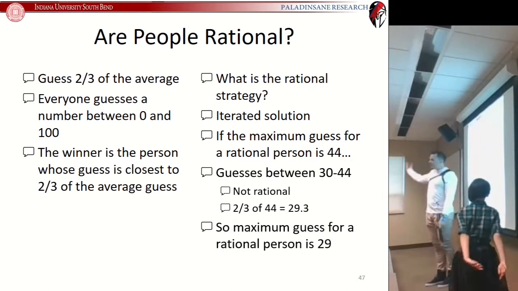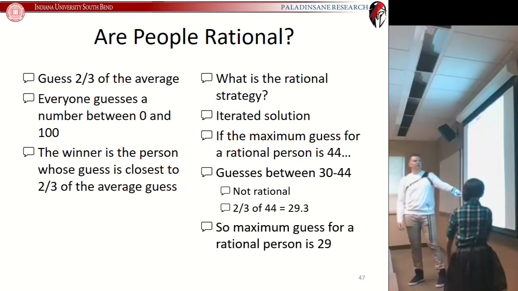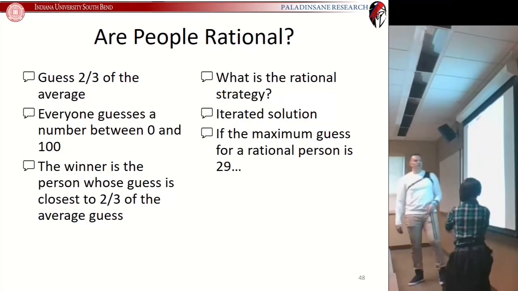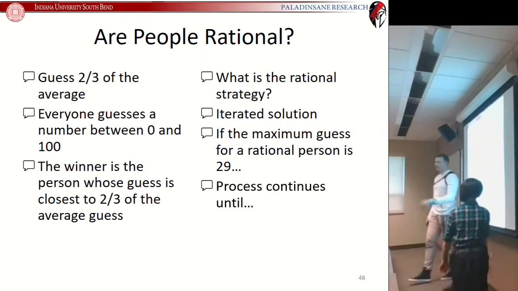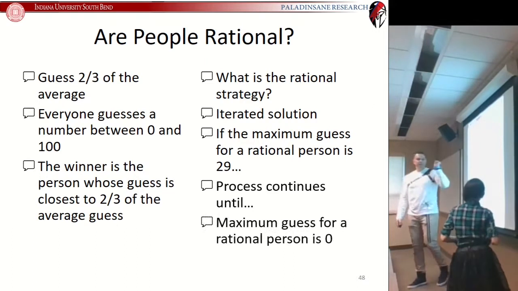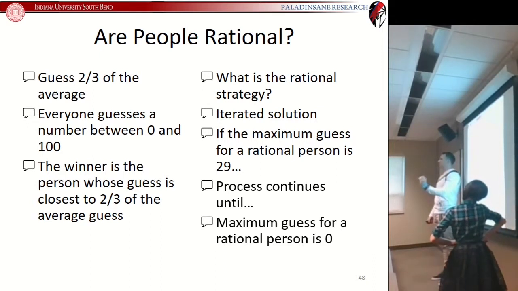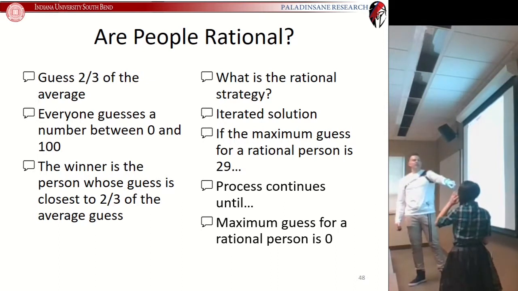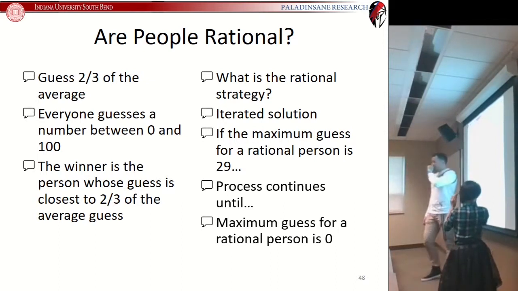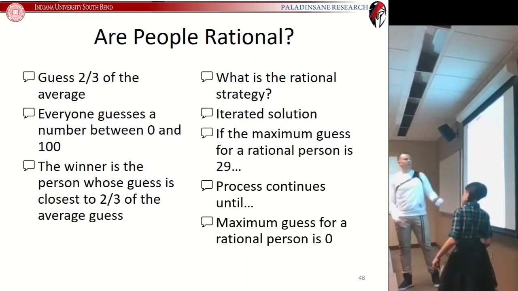So then the maximum guess for a rational person becomes 29. And so on and so forth. And you can do this until you come to the final iteration, the final solution that says that the maximum guess for a rational person is 0. If you're a rational person and you solve this, the prescriptive solution is that your maximum guess is 0. That is the prescriptive solution to this challenge.